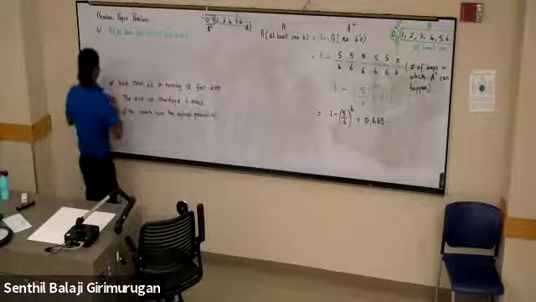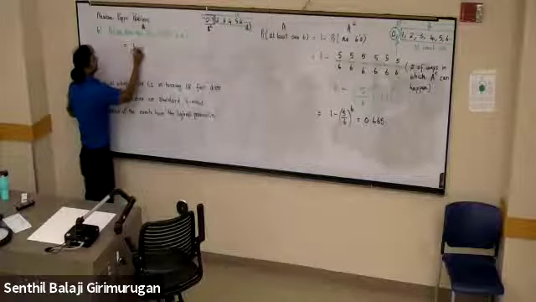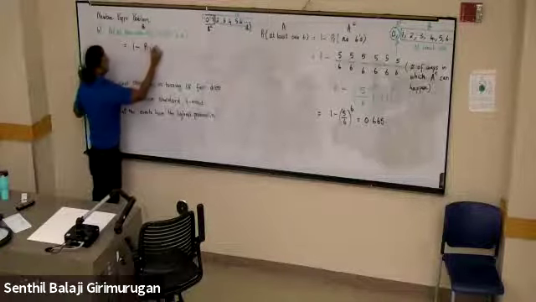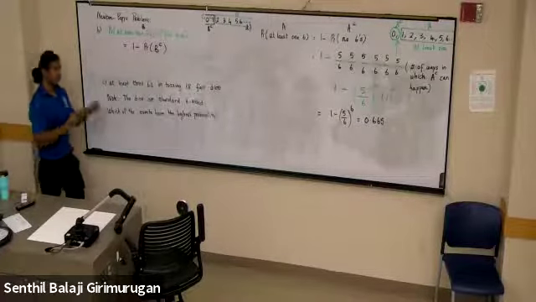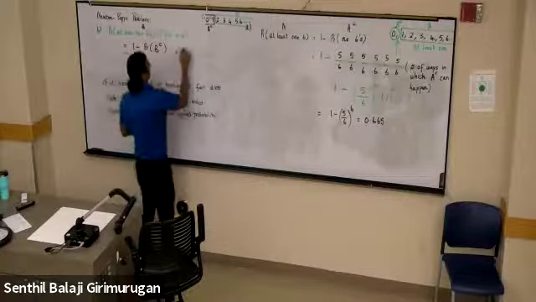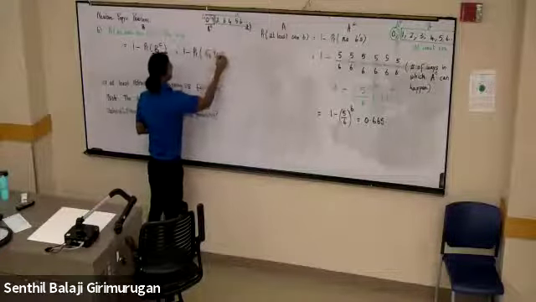So if I call that event B, that would equal 1 minus the probability of B complement, which would be equal to 1 minus the probability of C1 union C2.